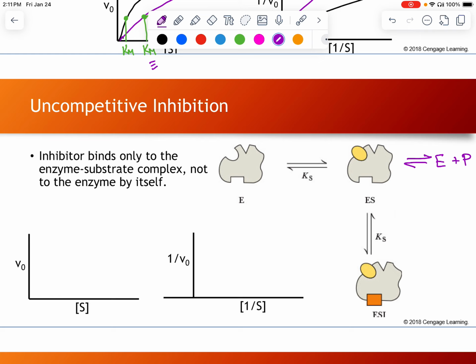So first of all, let's put in our baseline again. So we've got something like this for no inhibitor.